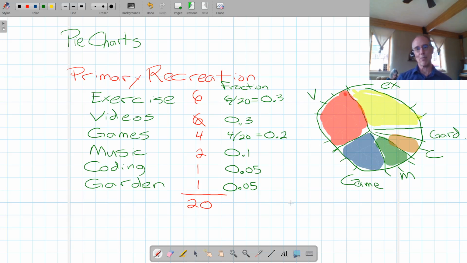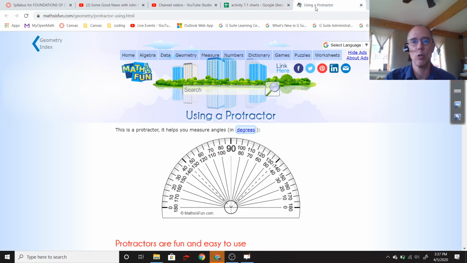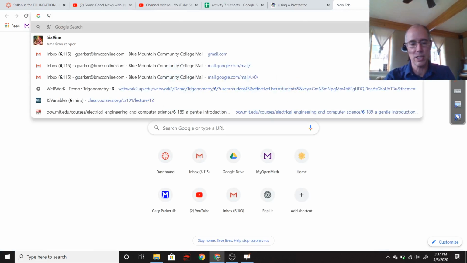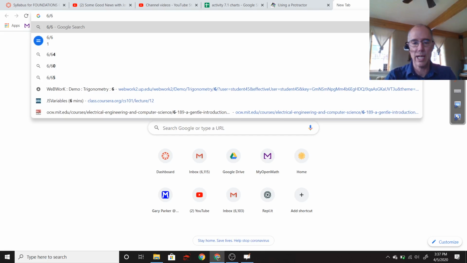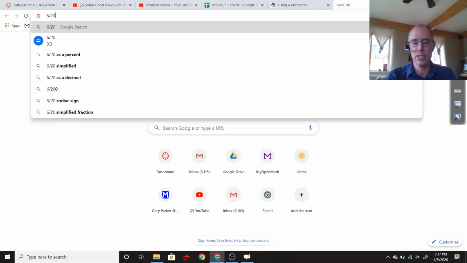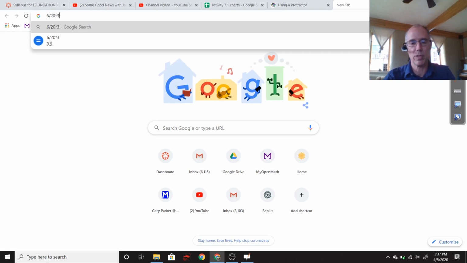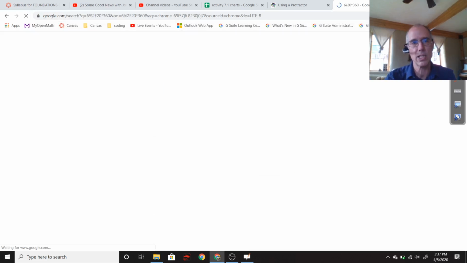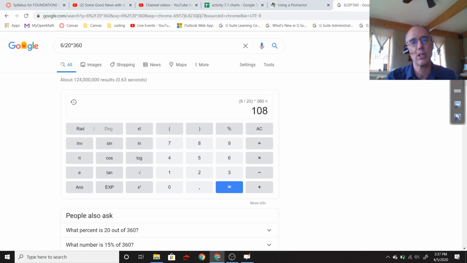Now, if you're going to go that route, then you would need a protractor to measure out degrees. And so some of you may have a protractor at home. They look like this. So then I would whip out a calculator and do a little calculation. So I have 6 out of 20 that exercise, and I will then multiply that by 360. So what fraction of 360? And so I have 108 degrees.